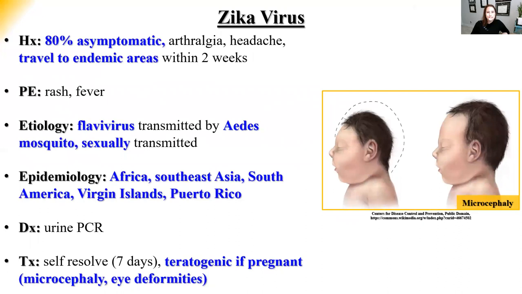Zika virus. Zika virus is something that's been more recently in the news within the last 10 years. Zika virus is a flavivirus that is transmitted again by that mosquito vector, but it's also a sexually transmitted disease. So it's transmitted by the partner to a pregnant woman. 80% of people who have this are asymptomatic, but you look for in the history some kind of travel to the endemic areas, which include Africa, Southeast Asia, South America, Virgin Islands, and Puerto Rico. It's going to include in the question some kind of pregnant woman, because we know that the consequences of Zika are teratogenicity, so they cause birth defects in the baby of the pregnant woman. So it's sexually transmitted, tropical endemic areas, and if it happens in a pregnant woman, microcephaly, so a smaller head, and eye deformities are the most common findings.